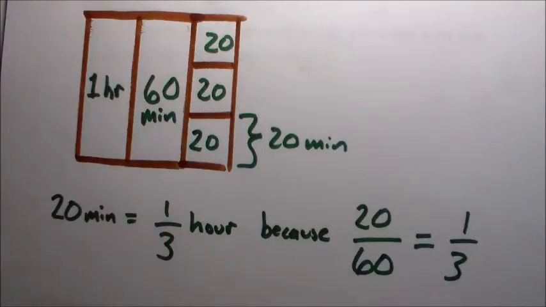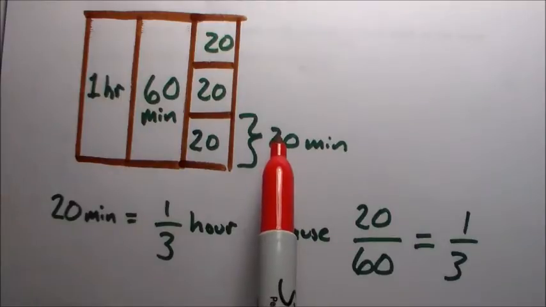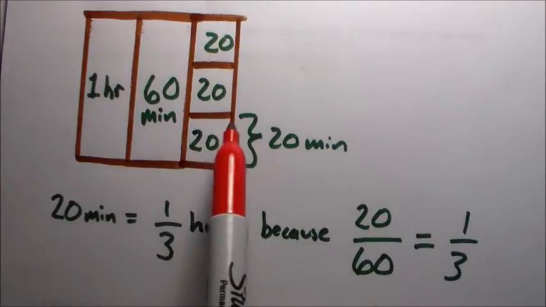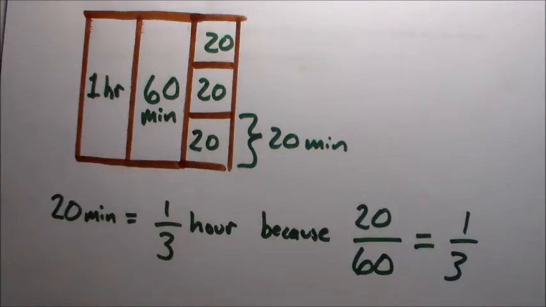Okay, but if you want to look at it another way, because it's not always going to be so simple that it can be 20, 20, 20, right? 20 minutes equals 1/3 of an hour because 20 over 60 equals 1/3. You can put 20 minutes over 60, right? Because this is minutes per the 60 minutes that is an hour.